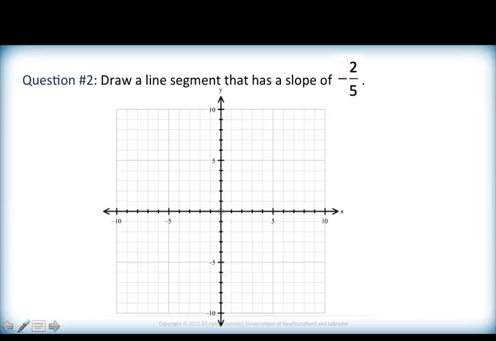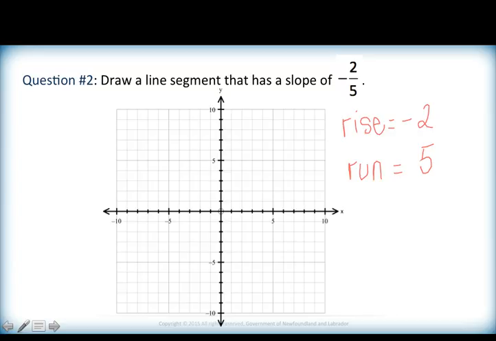Question 2. Draw a line segment that has a slope of negative 2/5. So in this case, we're going to talk about it in terms of rise and run. So we have a rise of negative 2 and a run of 5. So when we are finished drawing our line segment, we have to produce a negative slope because the line is going to decrease. So what we're going to do, we're going to start anywhere on the graph.